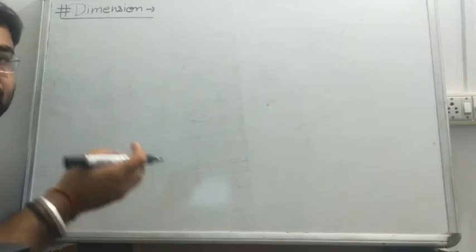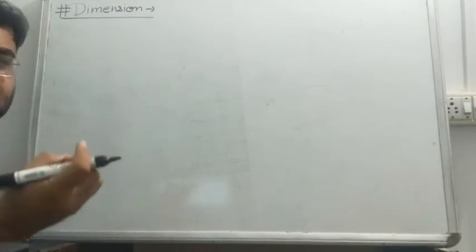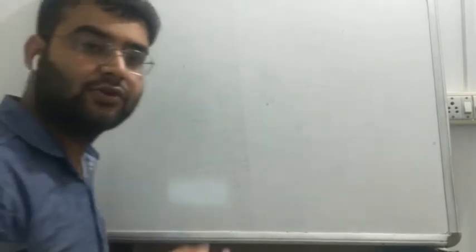So for dimension we have to read about something which we have read earlier. The things are, we are having two types of units, first is fundamental and second one is derived units. Here I am assuming that you all know about these two types of units. First one which fundamental, second one which derived units.